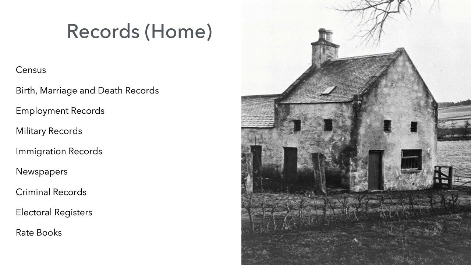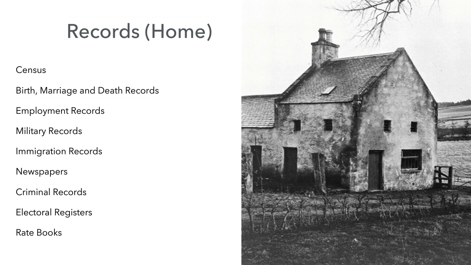So the census is obviously the most obvious. And I'm going to go back to the 1911 census and why that's particularly useful in a minute. But also you can get addresses from things like birth, marriage and death records, employment records, military records. Immigration records are great. Not only will it tell you where your ancestor left, but more often than not, you can find out where they were actually going as well.